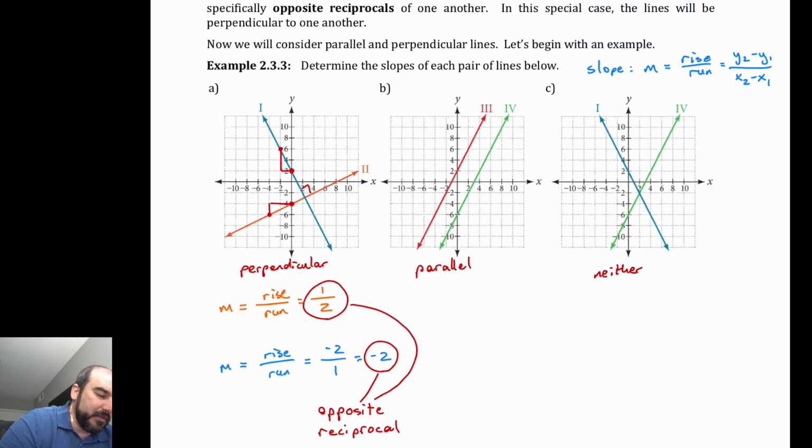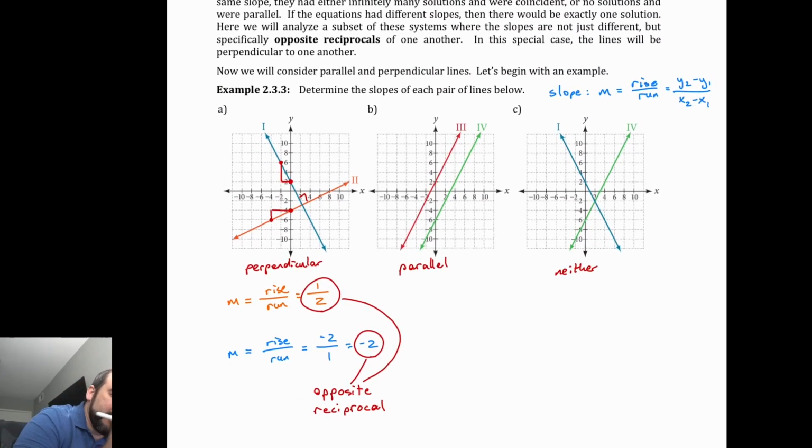And if you read this parenthesis up here, or I'm sure the video also explained, specifically if we have slopes that are opposite reciprocals, we're going to have perpendicular lines. So what makes these opposite reciprocal? Well, the word opposite describes that one is positive while the other one is negative, right? That's what opposite means. They're on opposite sides of the number line. And reciprocal means that the fraction is flipped, right?